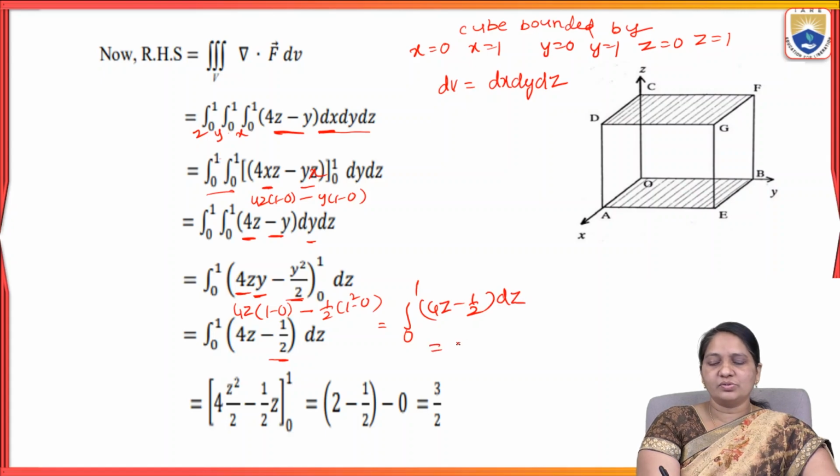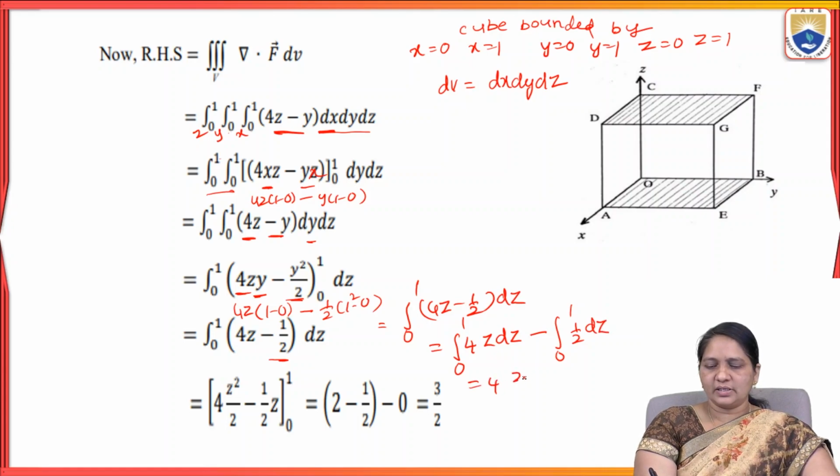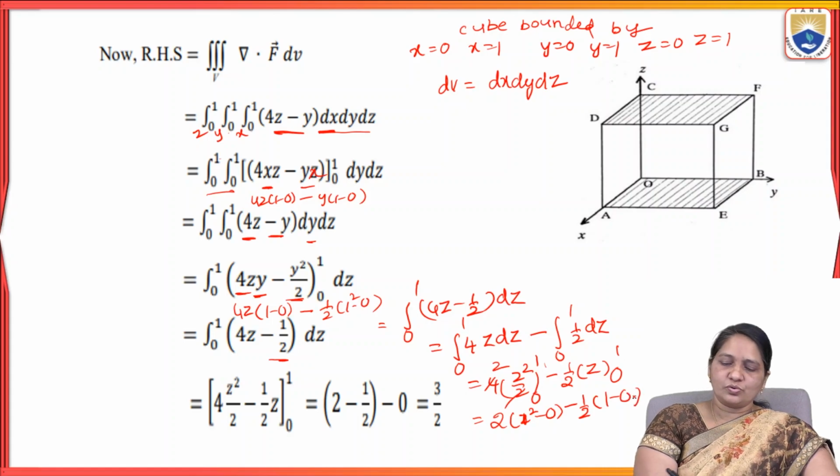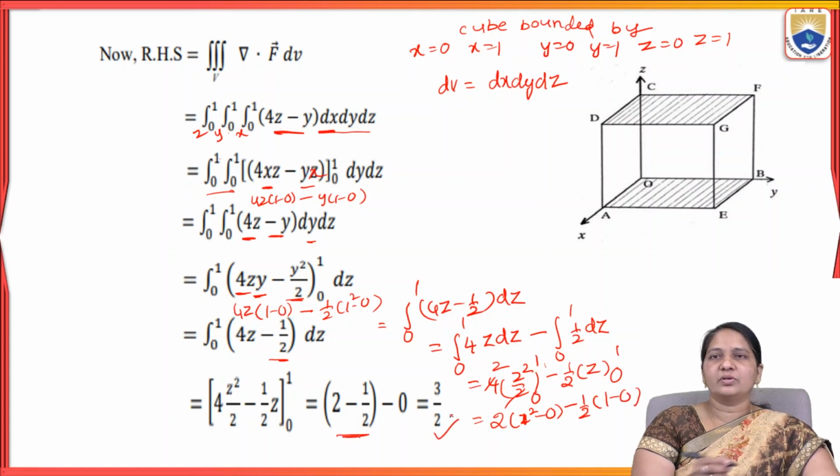Finally we are doing with respect to z. So integral 0 to 1, 4z dz minus integral 0 to 1, 1 by 2 dz. So 4, here integral z is z square by 2, limits 0 to 1, minus 1 by 2 into integral dz is z, 0 to 1. So finally we are substituting: 4 into z square by 2, 1 square minus 0, upper limit minus lower limit, minus 1 by 2 into 1 minus 0. So finally 2 minus 1 by 2, this value is 3 by 2.